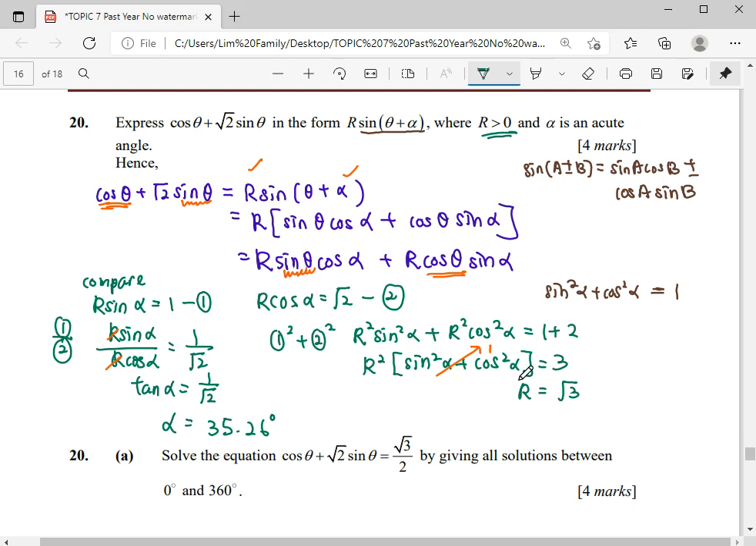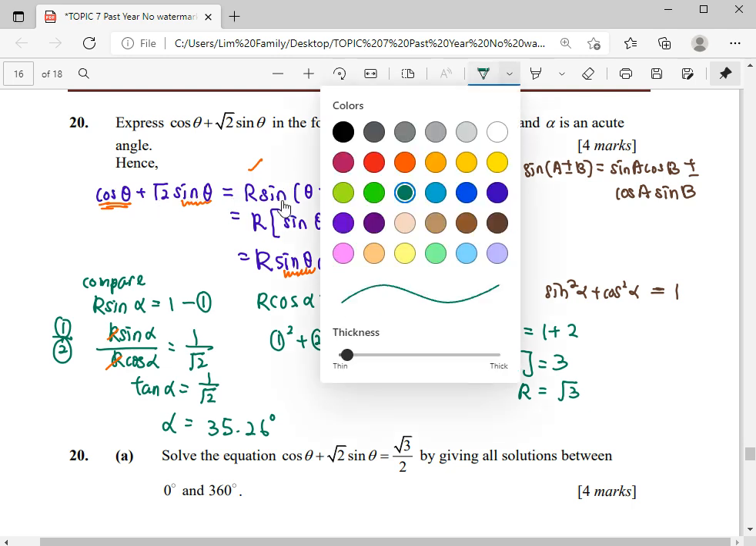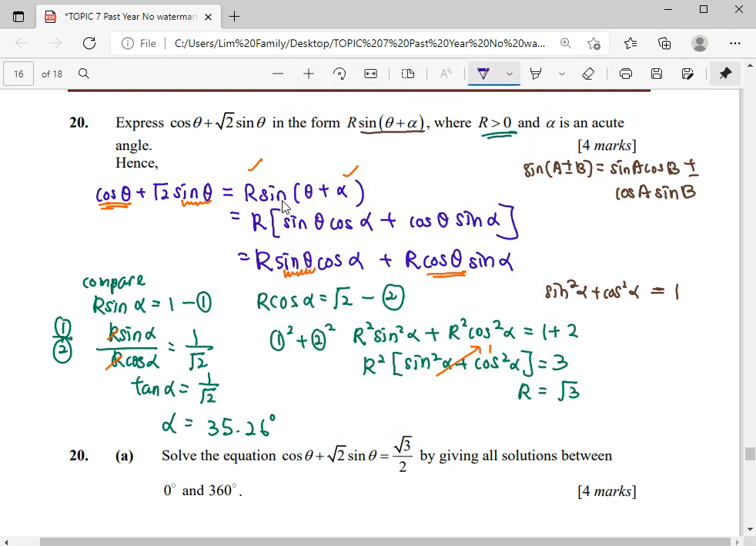Okay, so once we get our r and get our alpha, our expanded form here can be expressed in compound angle. Substitute our r and alpha. So therefore we can see here cos theta plus square root 2 sine theta will be equal to r, which is square root 3, sine theta plus alpha, where alpha is 35.26.